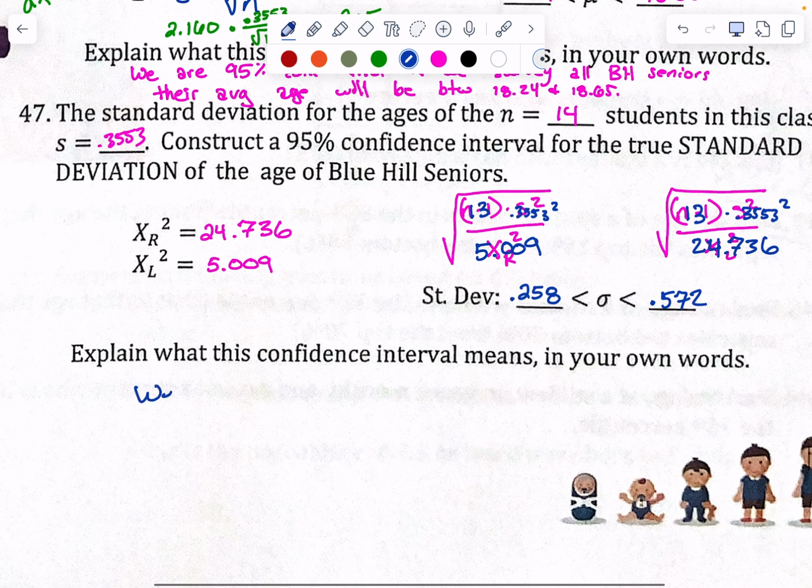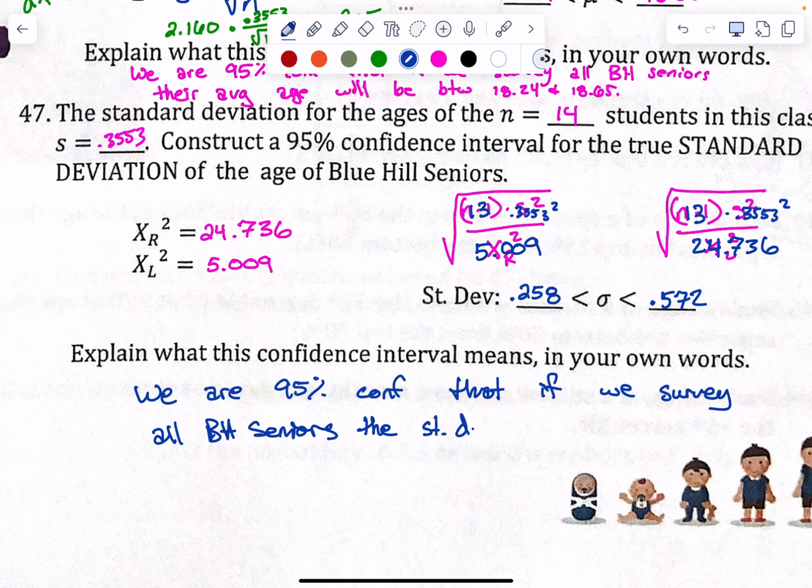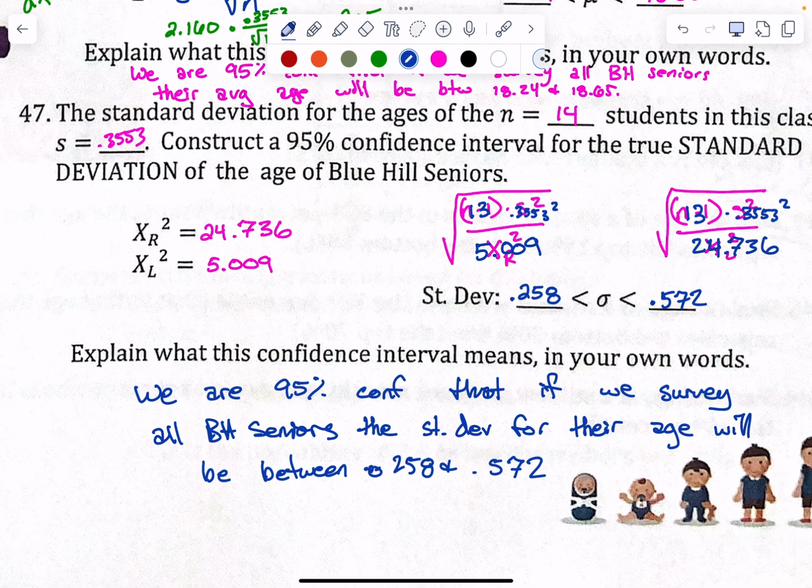We are 95% confident that if we survey all BH seniors, the standard deviation for their ages will be between 0.258 and 0.572. Boom. Done.